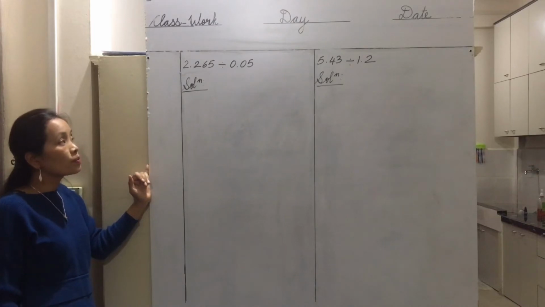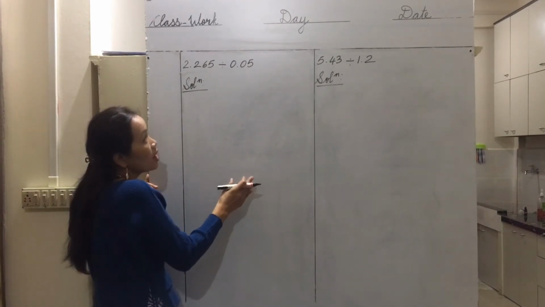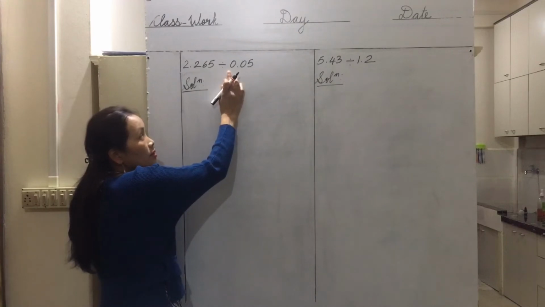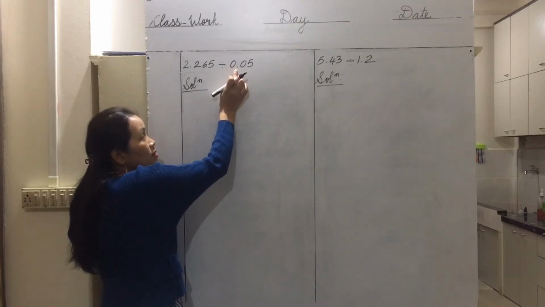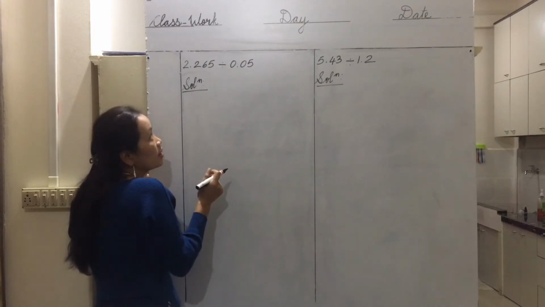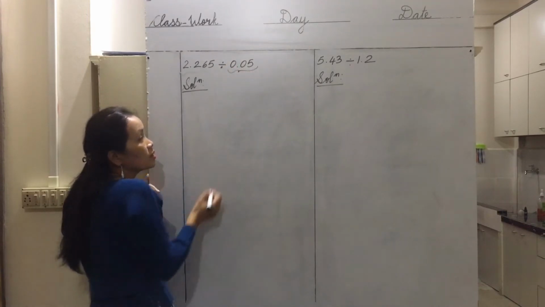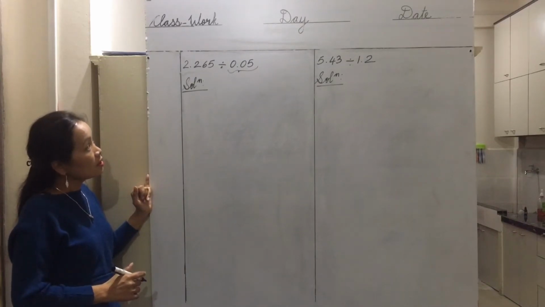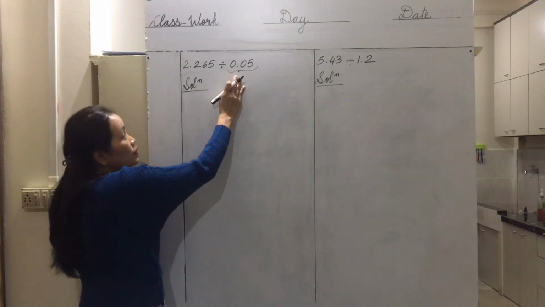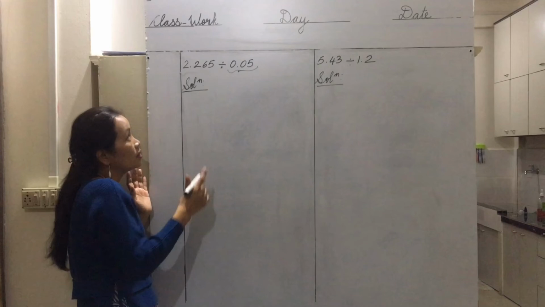Next we have 2.265 divided by 0.05. When the divisor is a decimal number, when the divisor is with a point, there's another method, right? Both the dividend and the divisor will be multiplied by the same number.